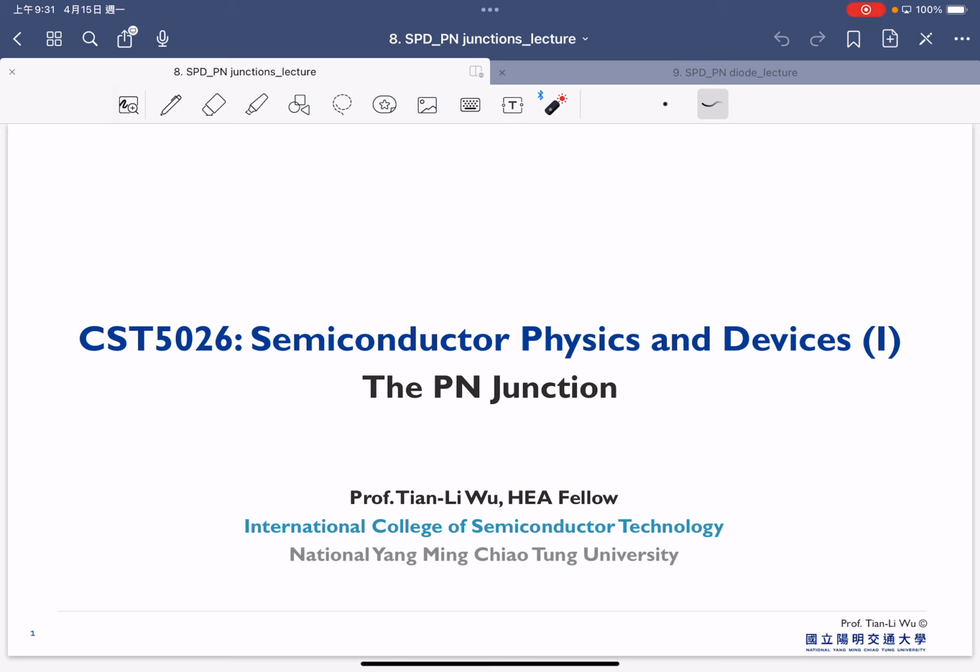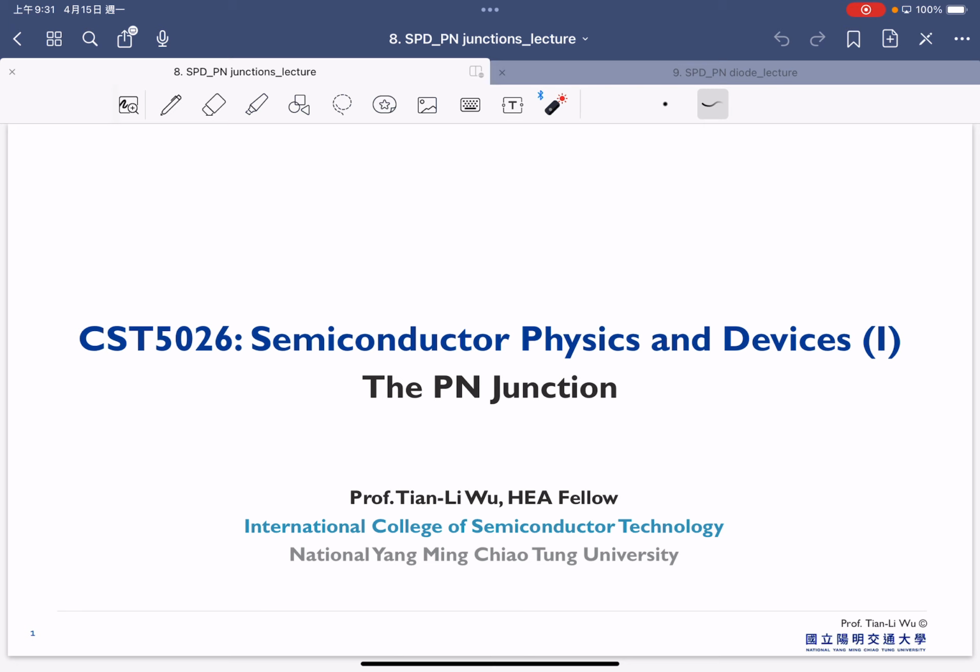Okay, good morning, everyone. So today we will start to move further. In the last few weeks since the beginning of the semester, we have still mainly focused on the fundamental physics related to carrier transport, some quantum mechanics, and discussing the equilibrium and non-equilibrium cases. And from today's class until the end of this semester, we start to move to the device level.